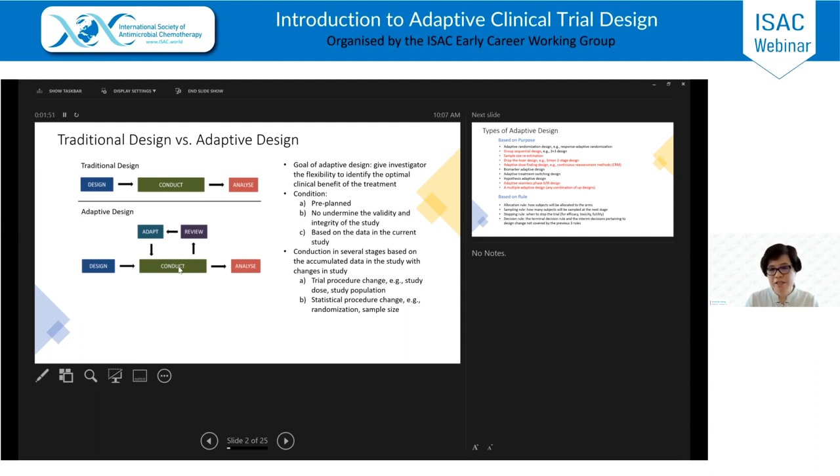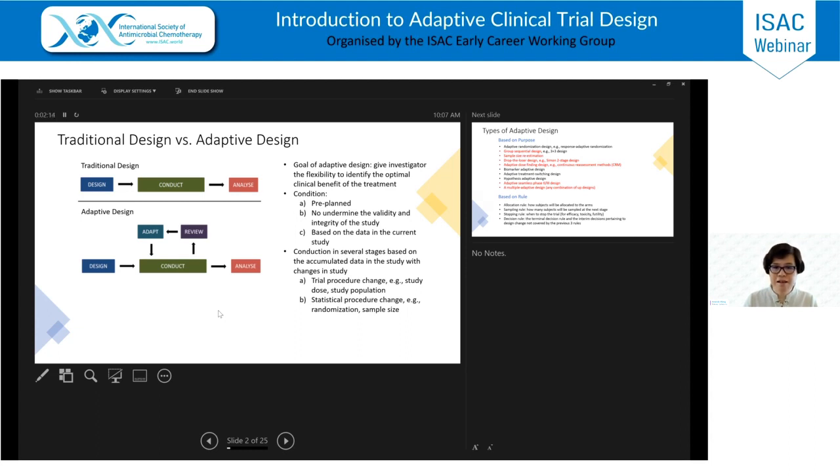Now here's some continuous method, so it could go as the conduction is going. This is the major difference from the traditional design. So the goal is clear: you want more flexibility for the investigators.